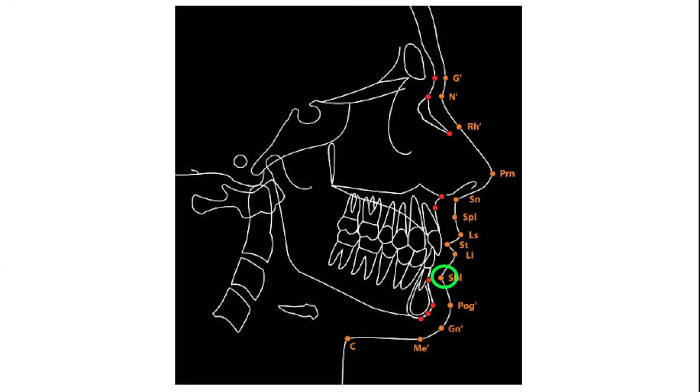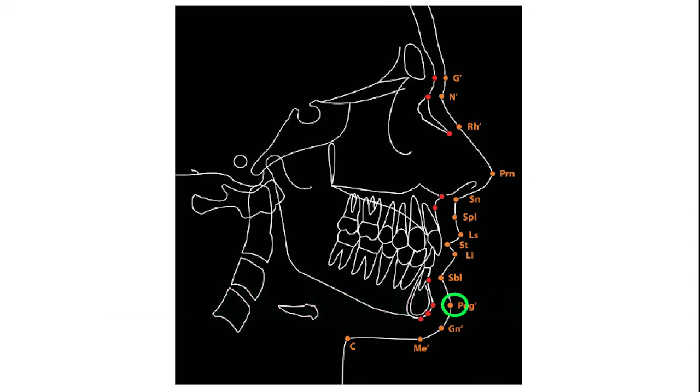Soft tissue B point, sublabiale. It can be abbreviated as SBL. The SBL point is the point of greatest concavity of the facial contour of the lower lip between labiale inferius and soft tissue menton. It is the deepest point of the mentolabial fold. Soft tissue pogonion. Soft tissue pogonion is the most anterior point on the contour of the soft tissue chin in the mid-sagittal plane.